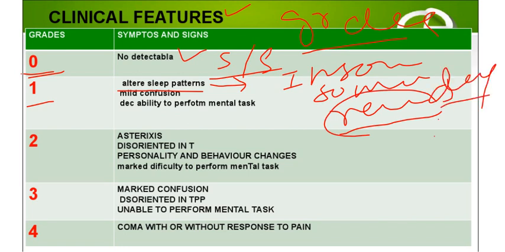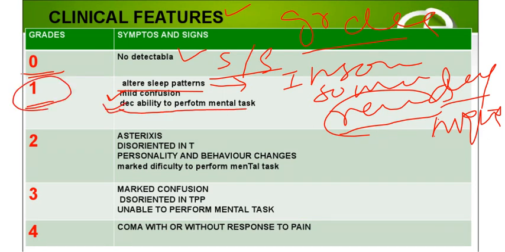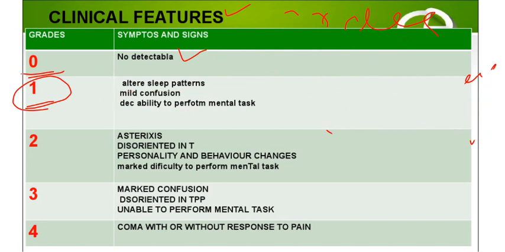These are the earliest signs and symptoms of hepatic encephalopathy, and there may be mild confusion or decreased ability to perform mental tasks. That will be referred to as grade 1. But what happens next? Next, the most important thing you have to remember is asterixis. What is asterixis? It is actually the inability to maintain sustained contraction. One of the signs we test normally is flapping tremor, and it is due to the inability to maintain the sustained contraction of those extensor muscles.